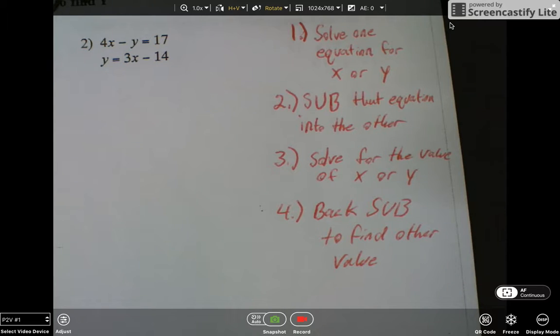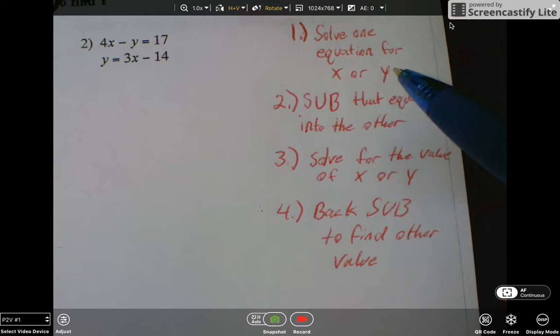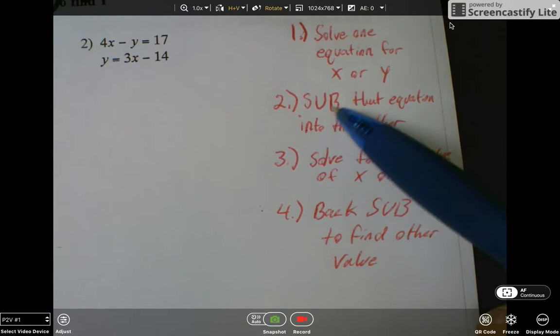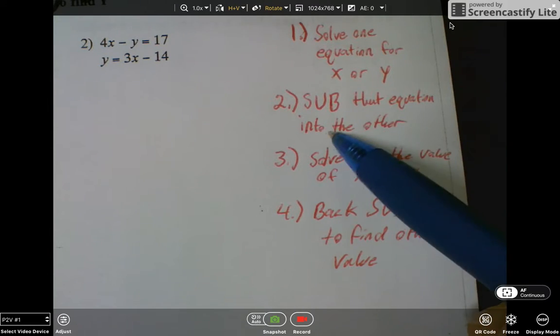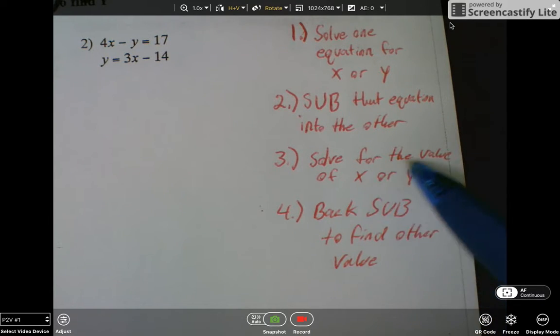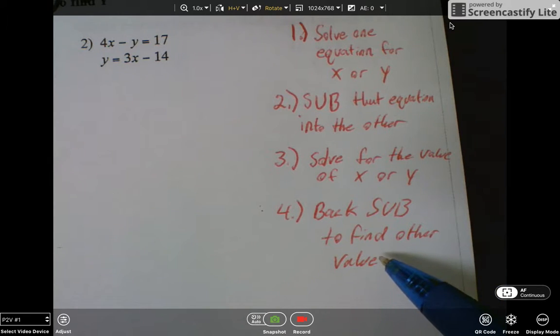Step one, you're going to solve one of the equations for either x or y. So it could either be a y equals equation or an x equals equation. Step two, sub that equation into the other. Step three, solve for the value of x or y in that new form of the equation. And then once you get x equals 2 or y equals 5, you're going to back sub that to find the other value of your x or y.